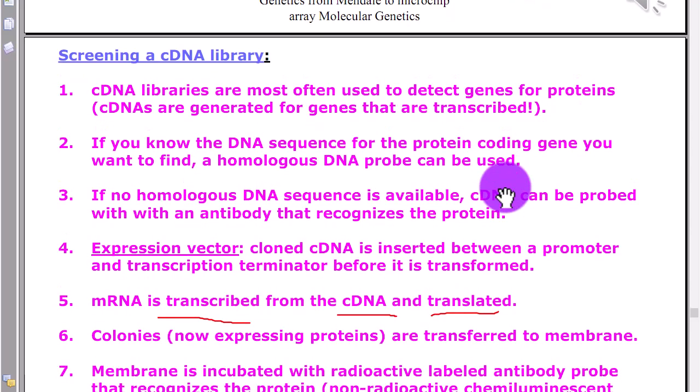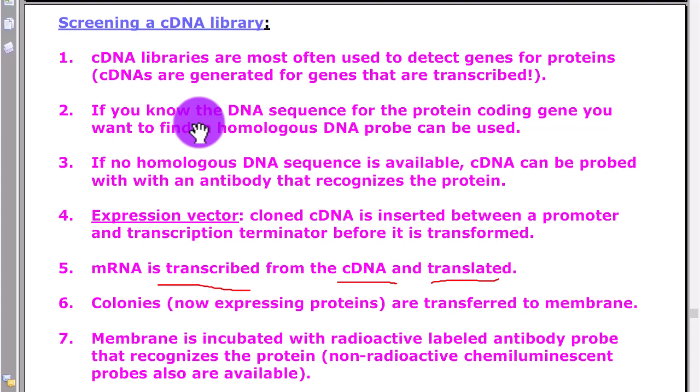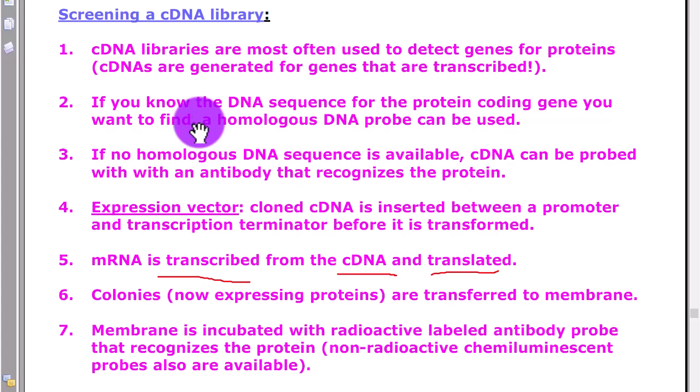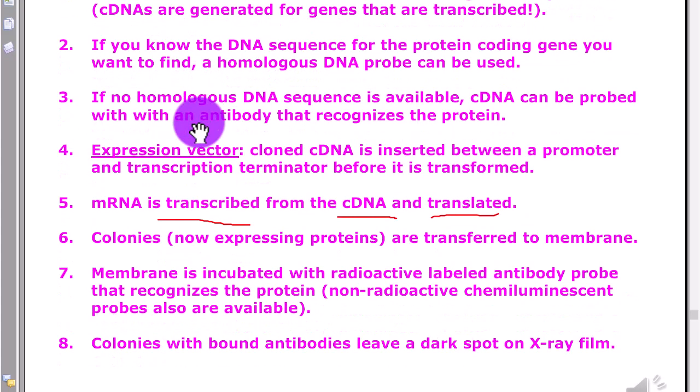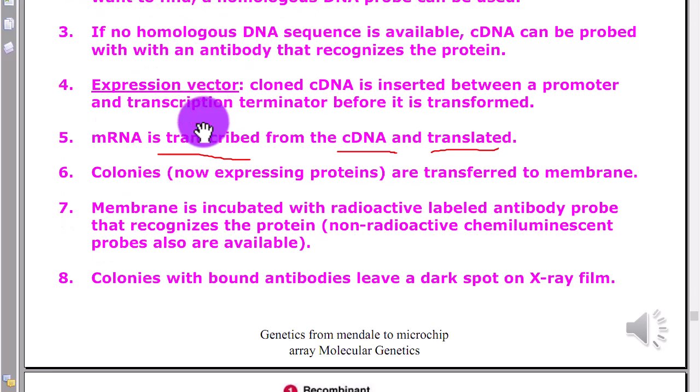Screening a complementary DNA library. Complementary DNA libraries are most often used to detect a gene for a protein. If you know the DNA sequence for the protein coding gene you want to find, a homologous DNA probe can be used. If no homologous DNA sequence is available, complementary DNA can be probed with an antibody that recognizes the protein.